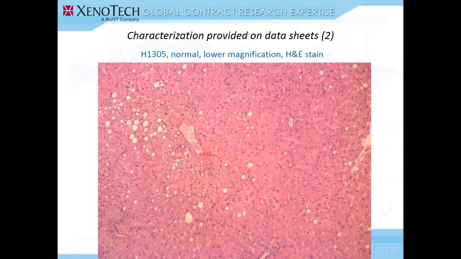Our data sheets also contain lower and higher magnifications of H&E stain of each specimen. For a reliable evaluation of macrocellular or even microcellular fat, low magnifications are preferred. Also, you can evaluate from those the extent of inflammation, surgical hepatitis, or infiltration of Kupffer cells.